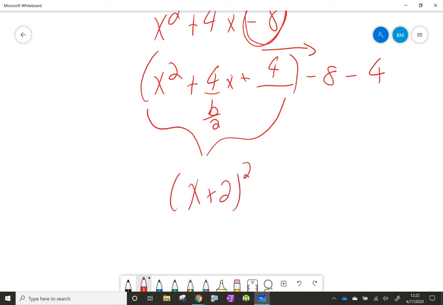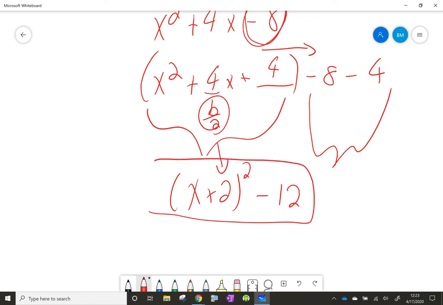So we're going to write it like this. Really, whatever b divided by 2 is going to be this number. And then we just have to simplify the part on the outside, the negative 8 and negative 4. The outsiders, we have to put them together. So negative 8 minus 4 is negative 12, so minus 12. And there you go. Now you've got your vertex form. So the vertex of that equation would be negative 2, negative 12. Not that that's really important right now, but that's how you write the vertex form.